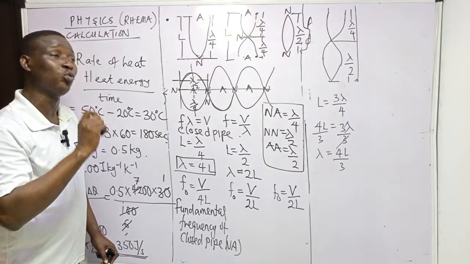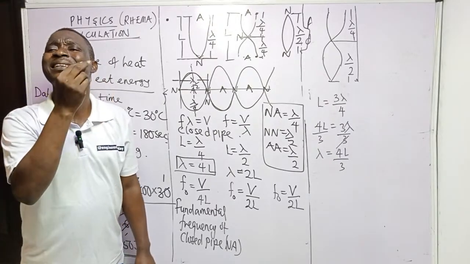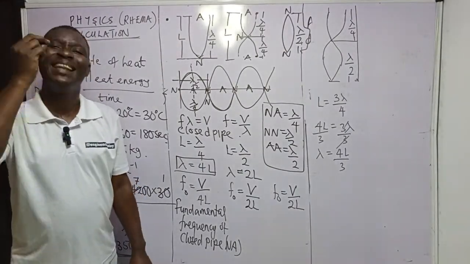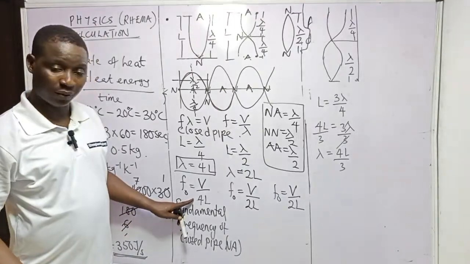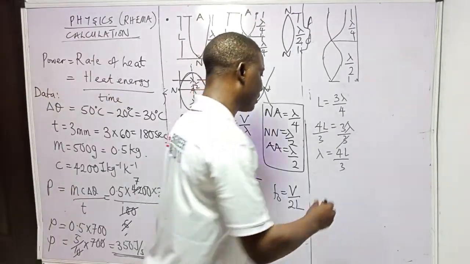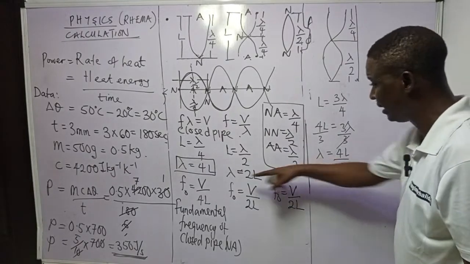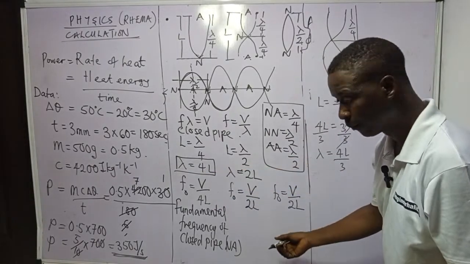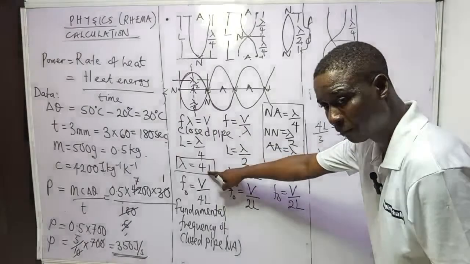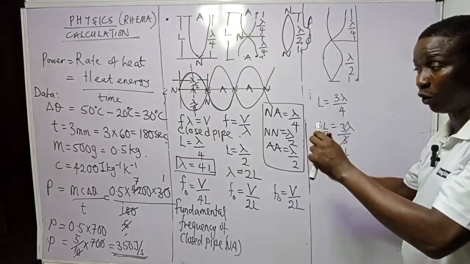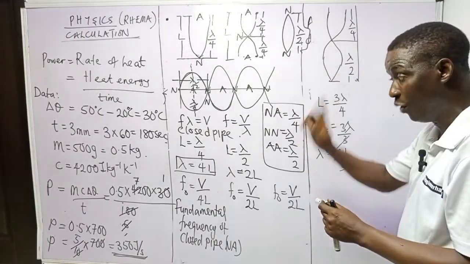In case they ask you to calculate the frequency of a closed pipe at its longest length, you use this particular frequency. Now this one is 4L over 3. Can you compare it with this one? No, because this one is smaller than this one. Why is the wavelength getting smaller? Because the frequency is going up gradually.